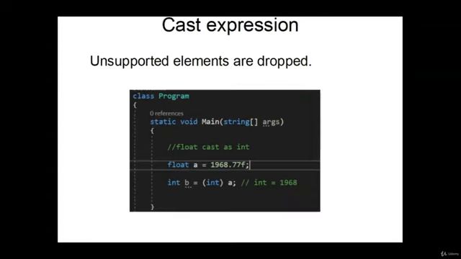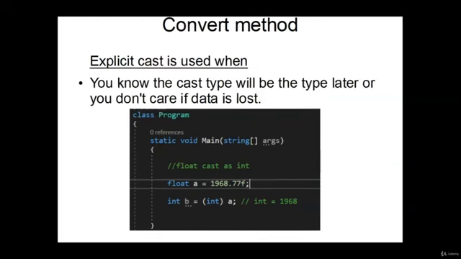If for some reason we didn't care about the data being lost, or we wanted to show this variable as an integer, we would use a casting expression. As you see on the first line, we still have our same variable, the float. And on our second line, the integer b uses a casting expression to cast a as an integer. So instead of 1968.77, we only get the whole number part of it, 1968. So as I stated before, explicit casting is used when you know the data type will be a certain type later, or you don't care if the data is lost.